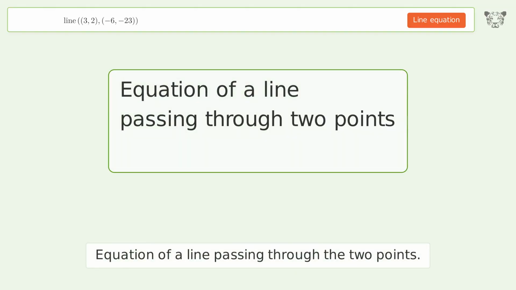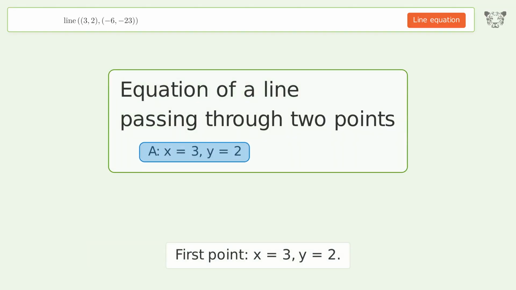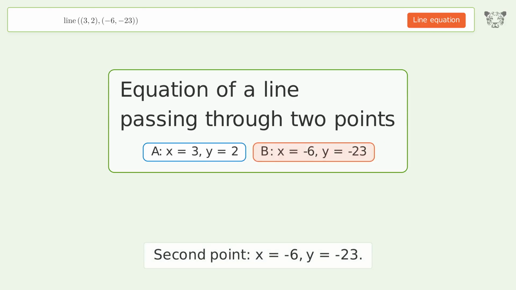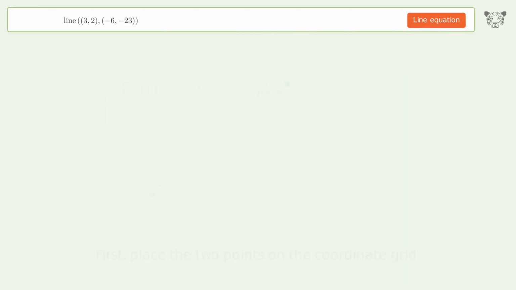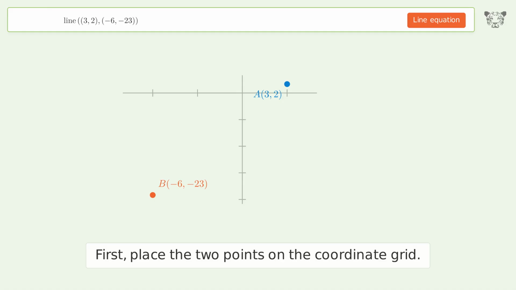Equation of a line passing through 2 points. The first point has x equals 3, and y equals 2. The second point has x equals -6, and y equals -23. First, place the 2 points on the coordinate grid.